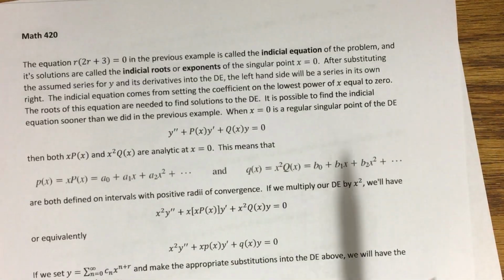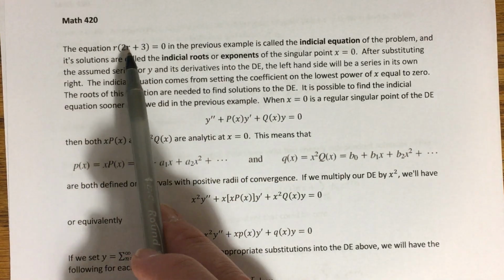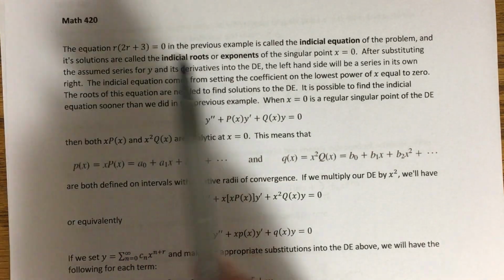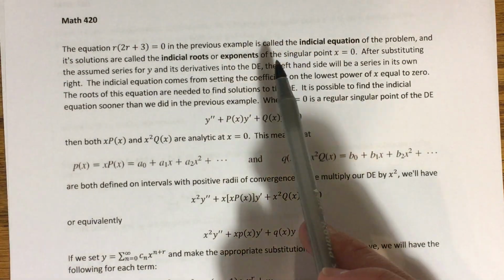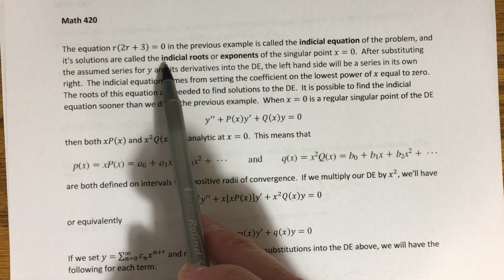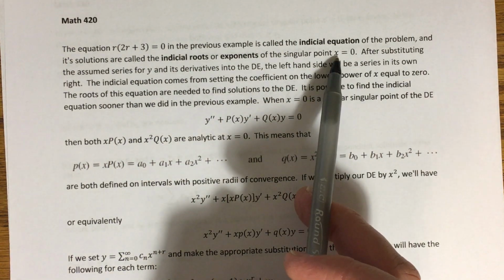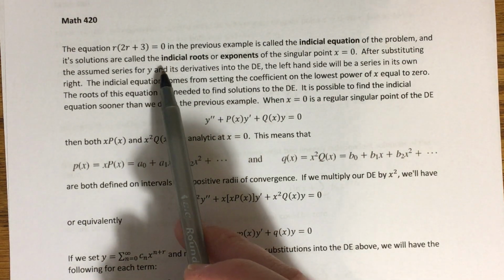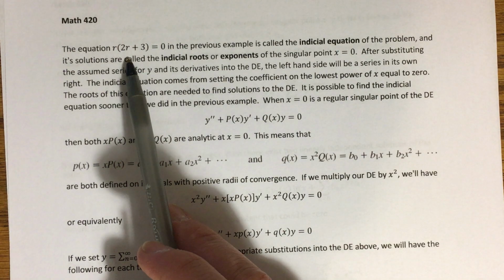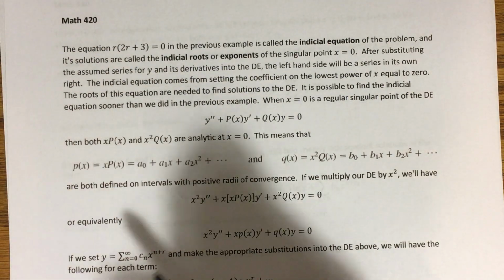I'm going to define that right here. So here it is again. The equation that we found, r times 2r plus 3 equals 0. In that previous example, we call that the indicial equation of that problem. And the solutions of that equation are the indicial roots, or sometimes we just call them exponents, of the singular point in that DE, x equals 0. Those indicial roots are needed to solve the problem.